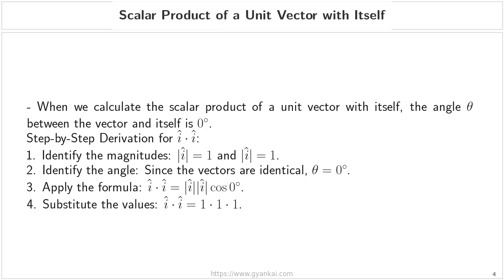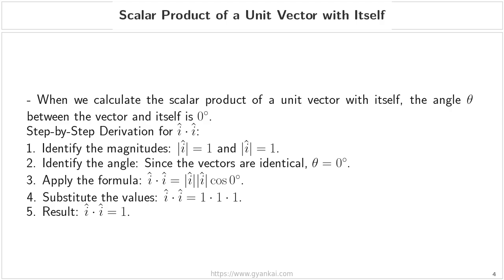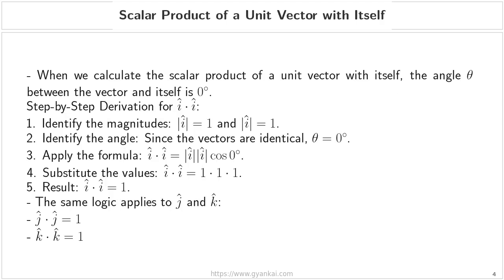Fourth, we substitute our known values into the equation. This gives us 1 times 1 times the cosine of 0 degrees. Since the cosine of 0 degrees is 1, our equation becomes 1 times 1 times 1. Finally, our result is that i hat dot i hat equals 1. It is important to note that this same logic applies perfectly to our other standard unit vectors as well. Therefore, j hat dot j hat equals 1, and k hat dot k hat also equals 1. This sets the stage for our next slide, where we will see what happens when the vectors are pointing in different, perpendicular directions.